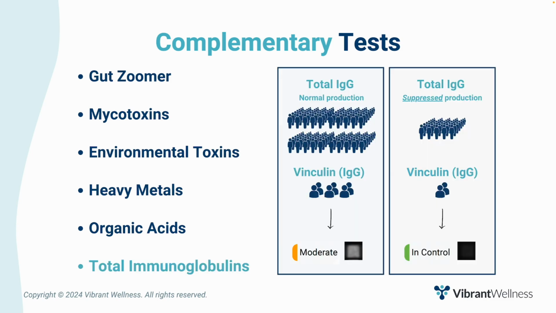And finally, total immunoglobulins. Serology testing is based on normal functional immunoglobulin production. The total immunoglobulins test assesses the number of immunoglobulins, which is helpful for those with suspected immune function compromise or those undergoing IV IgG therapy.